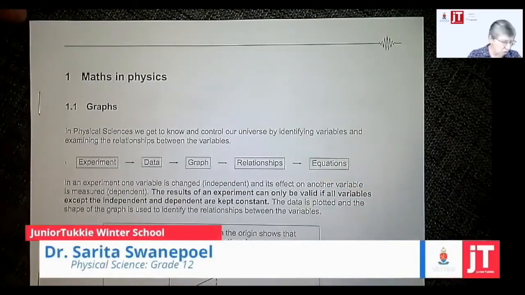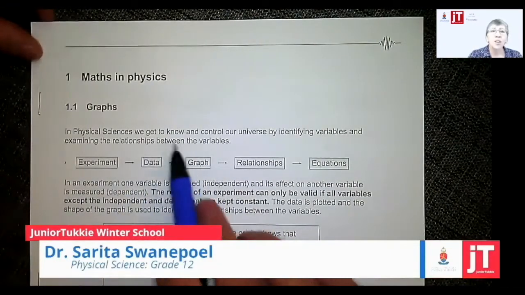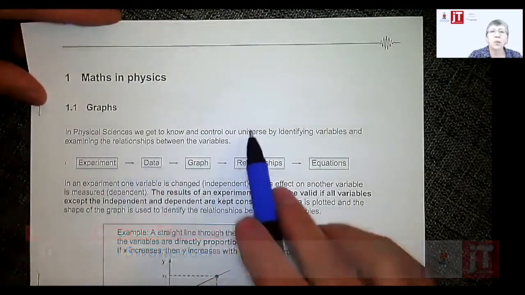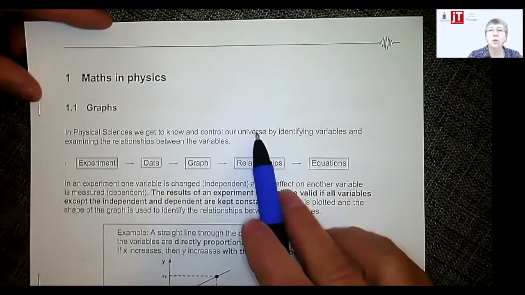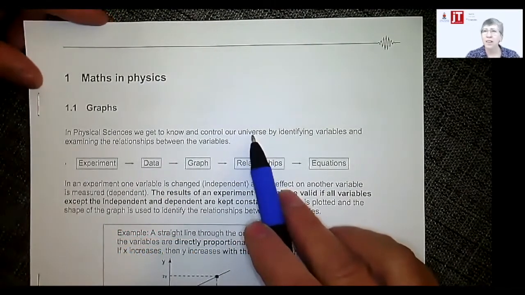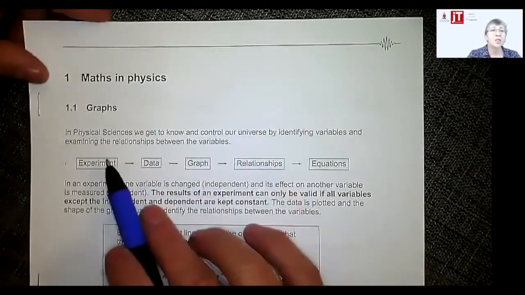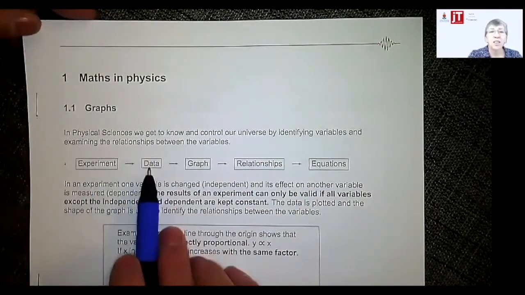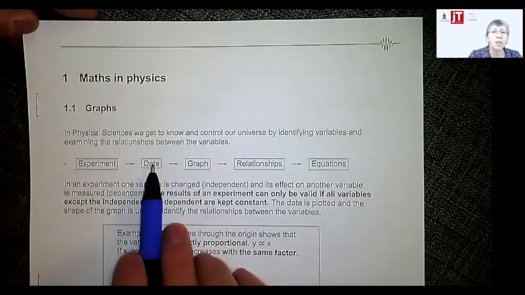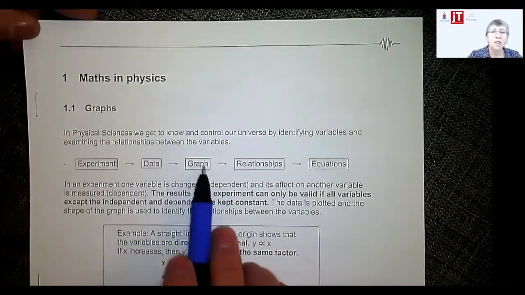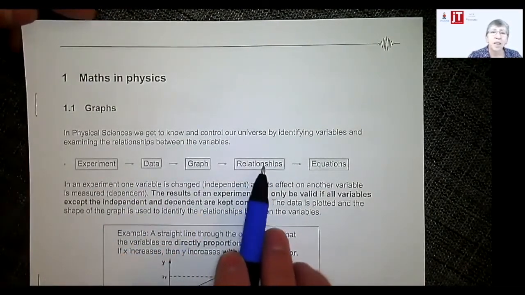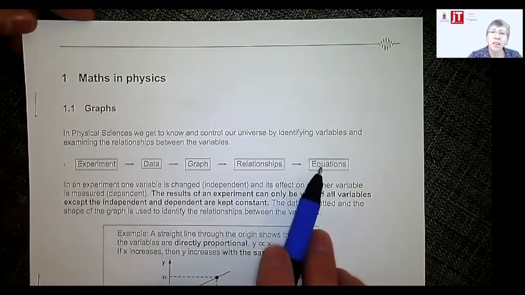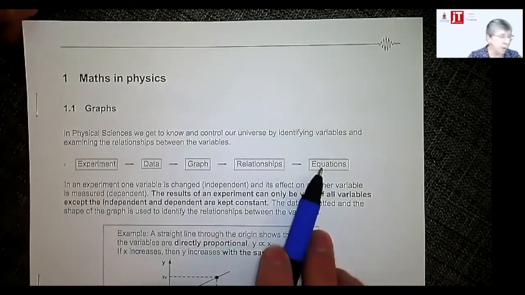And where do graphs come in? Now, when we do physical science, it is because we want to look at the universe around us, and we want to explain things and we want to predict things. So what we're going to do is you are going to do an experiment, and from that you will get data. From the data, you will plot it and get a graph. From that graph, you get the relationship. And that relationship, we're going to take and put it into an equation.